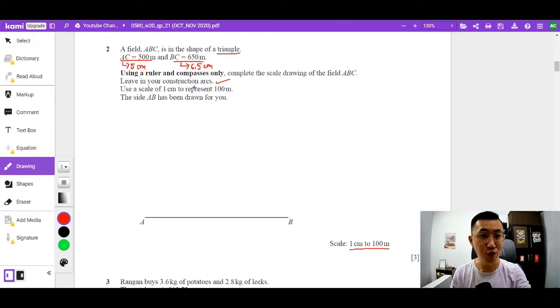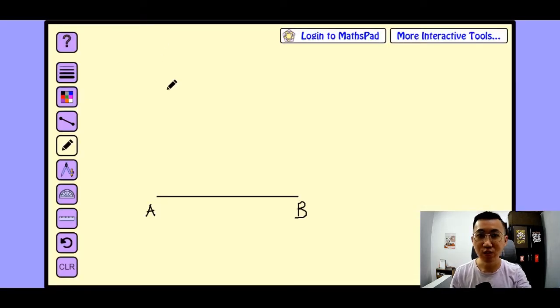Okay, so this is a reminder: never ever erase your construction arcs. Use a scale of 1 centimeter to represent 100 meters. So I already highlighted this scale, and I already changed the information. For 500 meters, you need to draw 5 centimeters. For 650 meters, we are going to draw 6.5 centimeters. Okay, the side AB has been drawn for you. So I need to use a construction website, right?